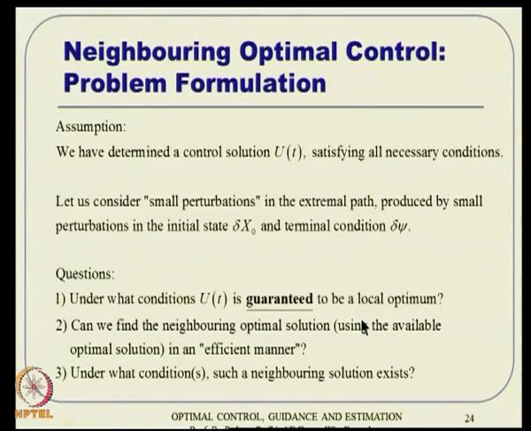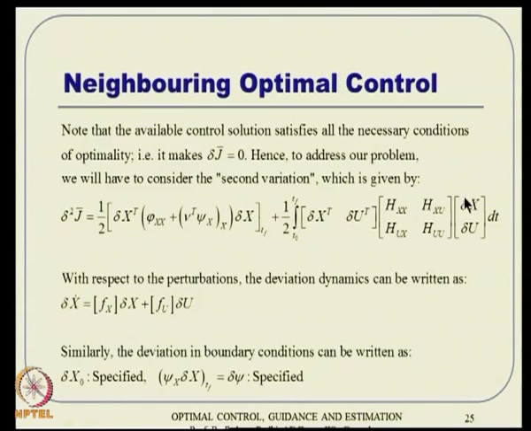Can we do it in a more efficient way, because we already have an optimal path close to it? Can't we do a better job? Can't we find a more efficient manner? And then the third question: under what condition does such a neighboring solution exist? So, there is another issue there. The detailed derivation can be found in Bryson's book.